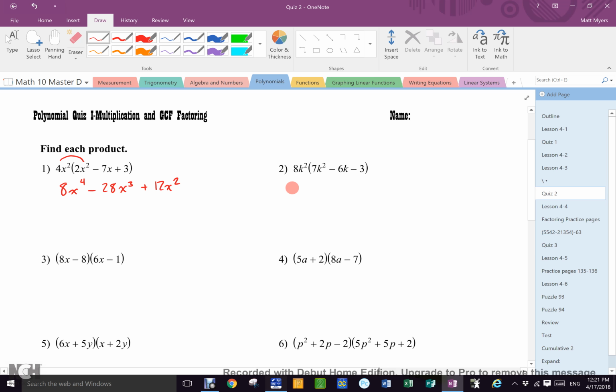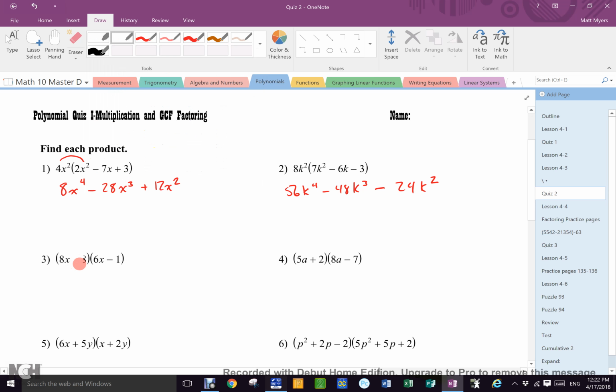What is it? 56k to the 4th. Minus 48k cubed. Minus 24k squared. Right? Again, you're pretty much stuck there. You're right or you're wrong, because it's really only one step. Right? Number 3 gets a little hairier.